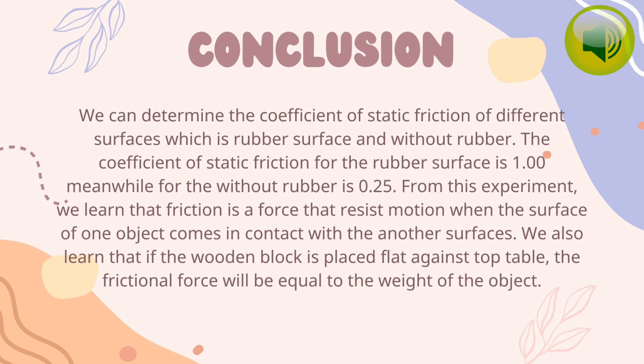From this experiment, we learned that friction is a force that resists motion when the surface of one object comes in contact with another surface. We also learned that if the wooden block is placed flat against the tabletop, the frictional force will be equal to the weight of the object.